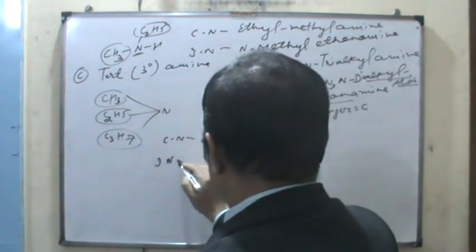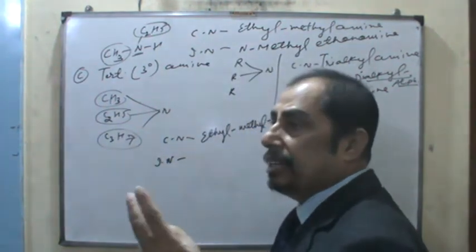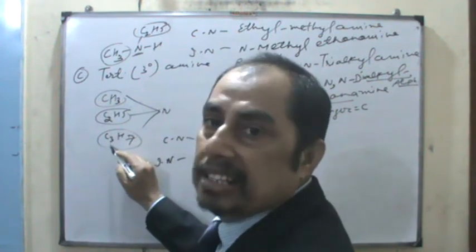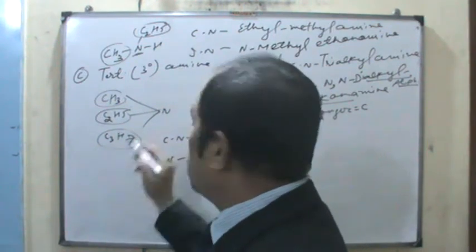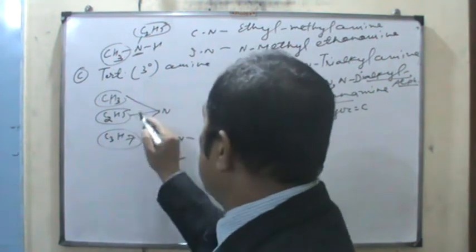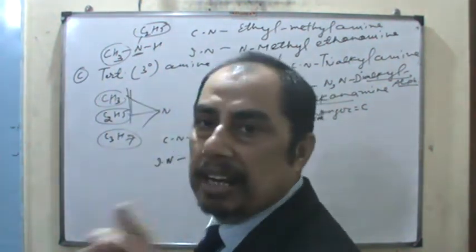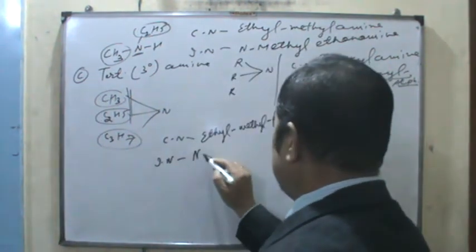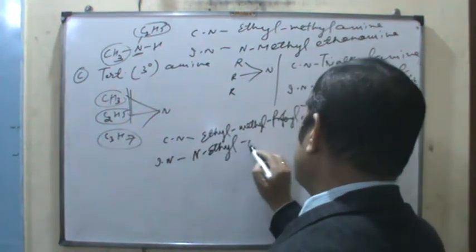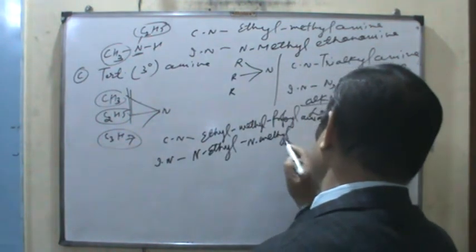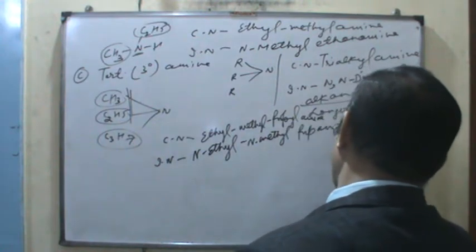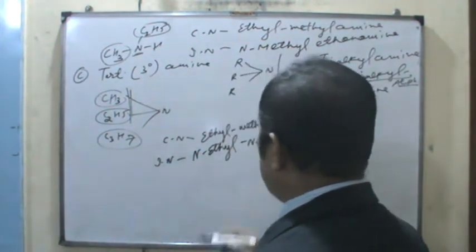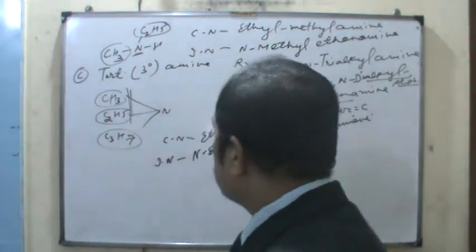But so far as the IUPAC nomenclature is concerned, you take the longer carbon chain at the end because it will act as a suffix. That is why propane plus amine, propanamine. But here you have 2 substituents. Take it alphabetically: N-ethyl, N-methyl propanamine. So that is the way you can have the nomenclature.